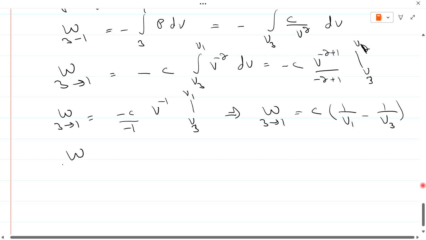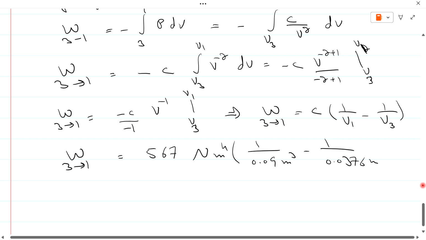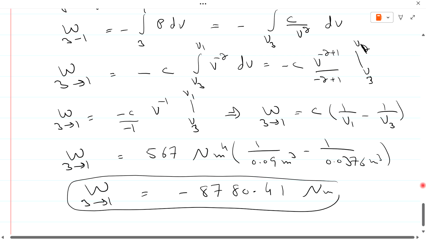Now putting values, W from 3 to 1 is equal to: the value of C is 567 Newton meter power 4, and the value of V1 is 0.09 cubic meter, minus 1 over 0.0376 cubic meter. Now simplify these values. This is so simple, and find the value of W from 3 to 1. The final value is minus 8780.41 Newton meter.